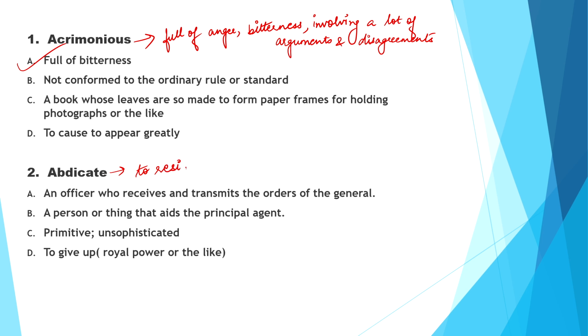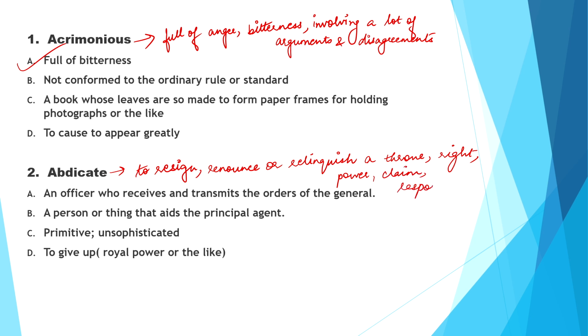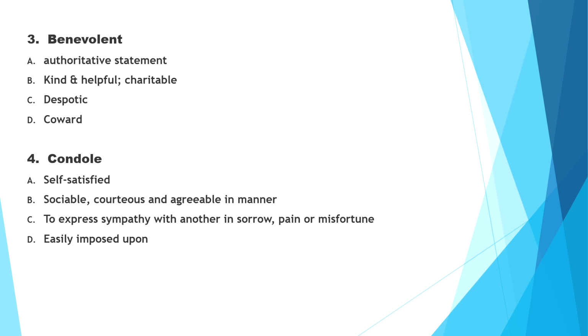To resign, renounce or relinquish a throne, right, power, claim, responsibility, etc. So, clearly option D, that is to give up royal power or the like, is the most suitable meaning of the given word. Hence, option D is our answer. Fine. Now, moving on, here's the next question. Solve it.